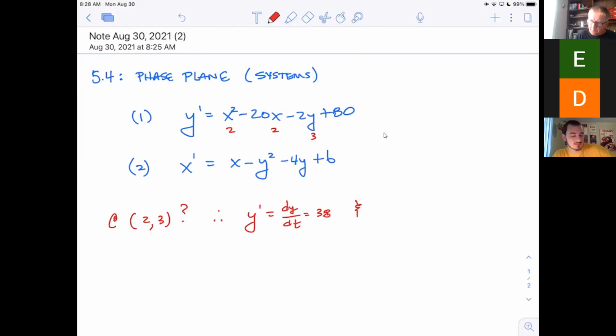And what happens with x prime? Well, I'd have x prime or dx dt. And if I put in 2 for x and 3 for y, what do I get? 2 minus 9 minus 12 plus 6. I got negative 13. The question I have for you is, what do those numbers mean?